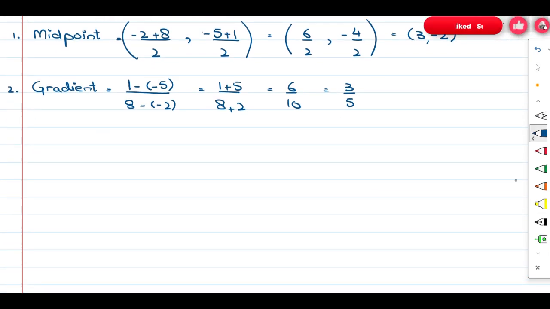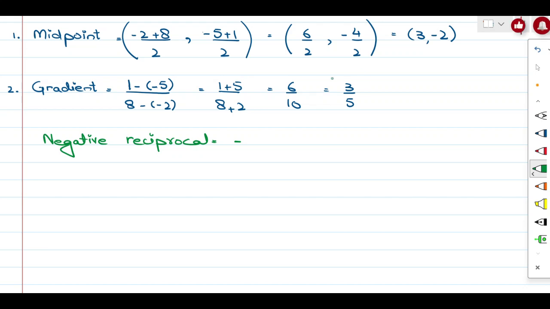Now we have to do the negative reciprocal of the gradient. Negative reciprocal. This is negative and the reciprocal is 5 by 3. This is the gradient of the equation of the perpendicular bisector of that line.